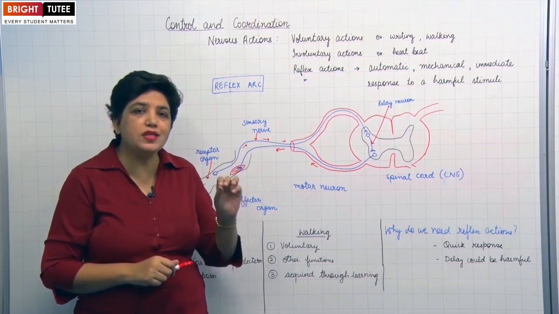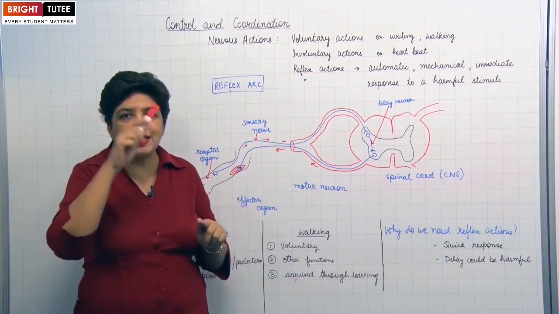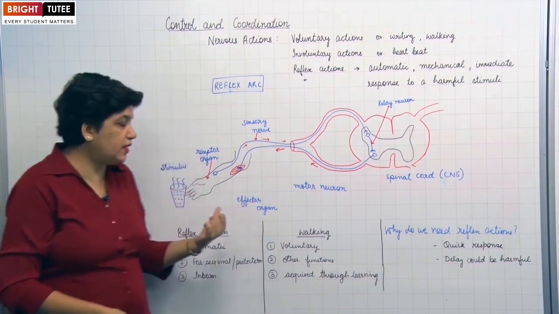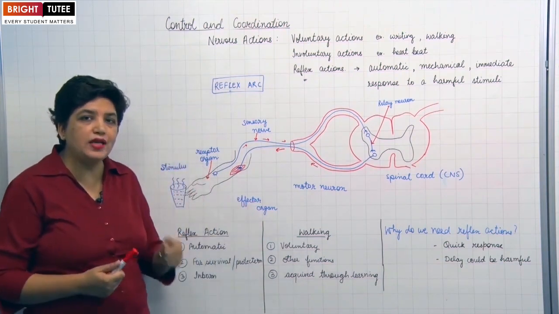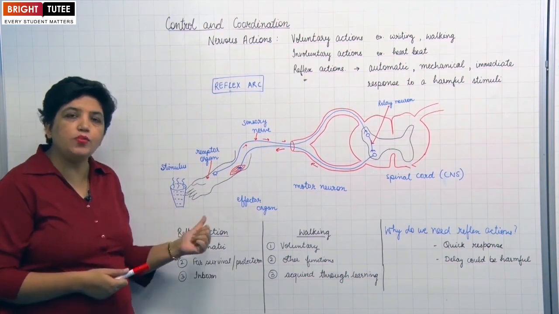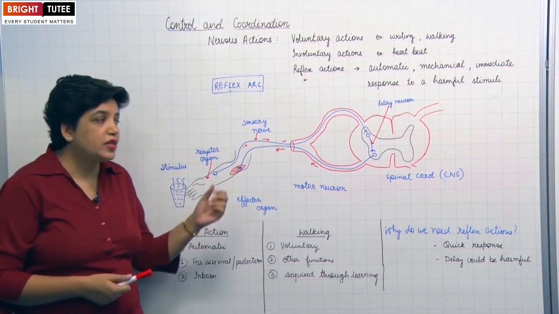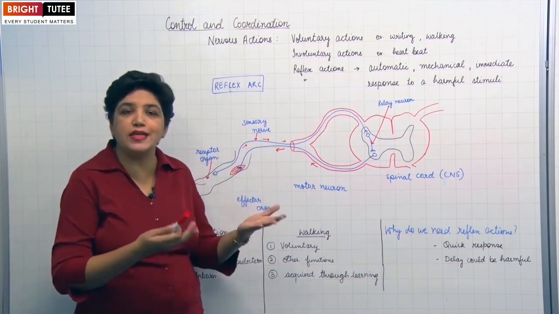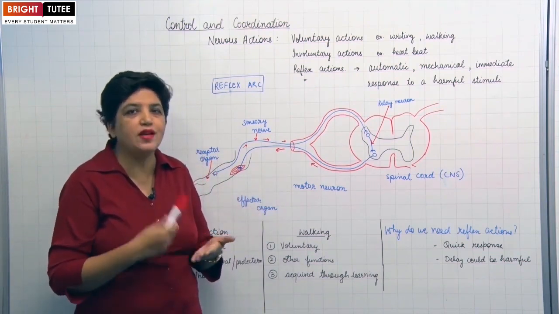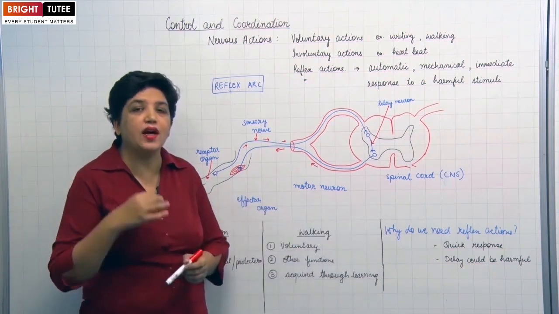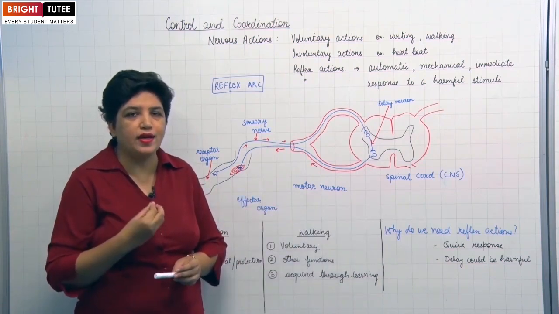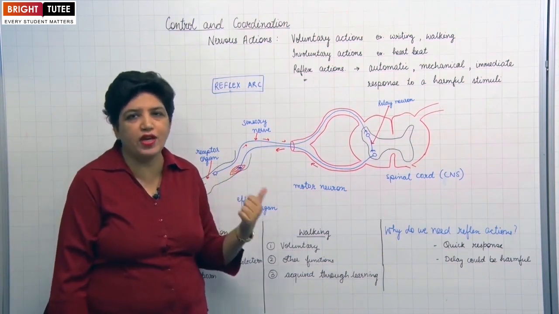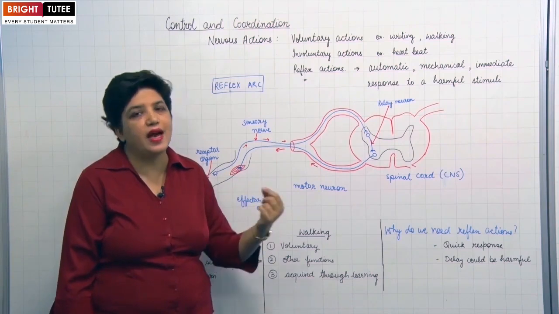Sometimes the stimulus is very harmful. If there is a delay due to the thinking process, it might lead to some harmful effect. In this case, if you do not remove your hand immediately, spontaneously, you might burn your hand. So, to avoid such harmful incidents, what happens? Our brain needs the reflex actions. A quick response is required. Delay can be harmful.